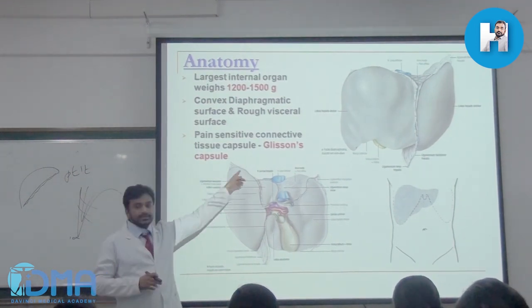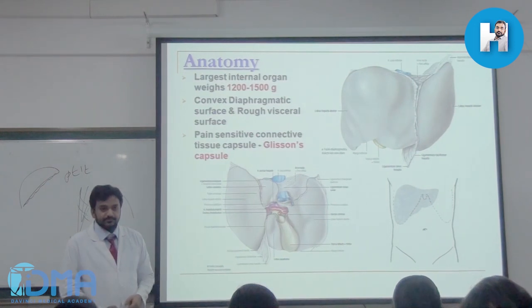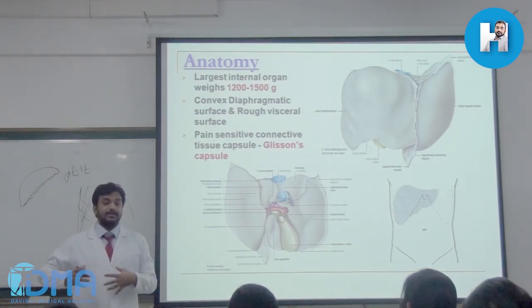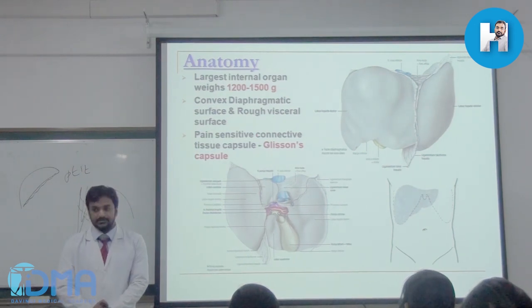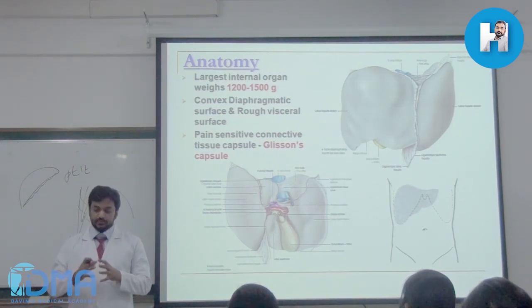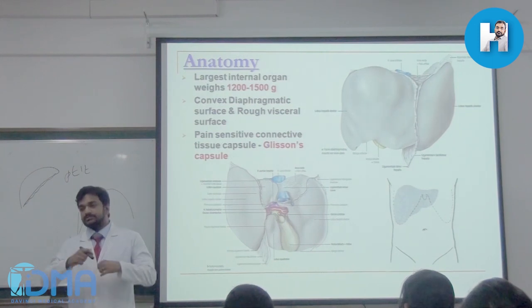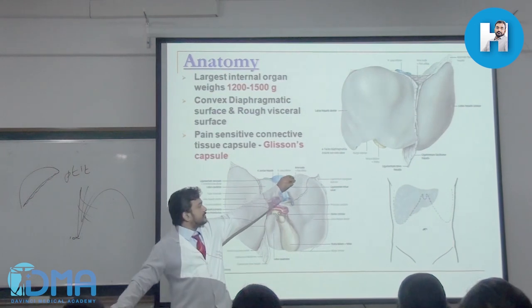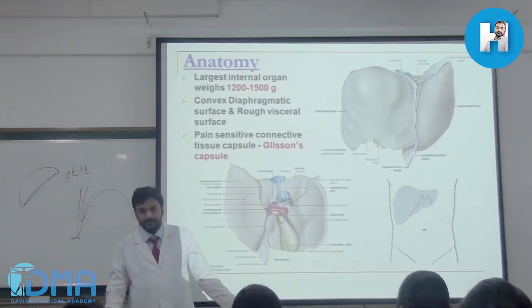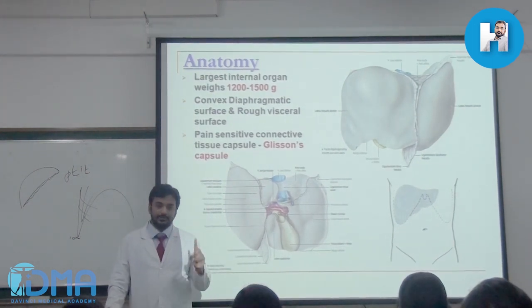Why? Glisson capsule will rupture. Like splenomegaly, here you call it hepatomegaly. In case of hepatomegaly, it is not necessary that you get pain. But sometimes it will go to a big vein which will stretch this capsule, and you can get pain. Necrosis of this part, the capsule, you will get pain. Otherwise, there will be no pain.